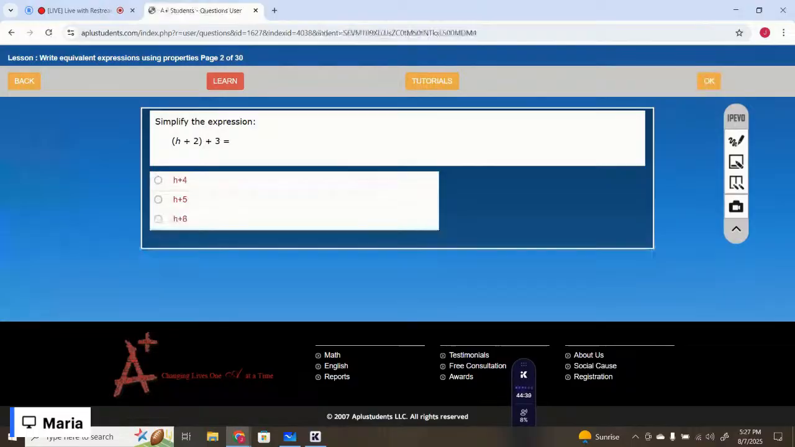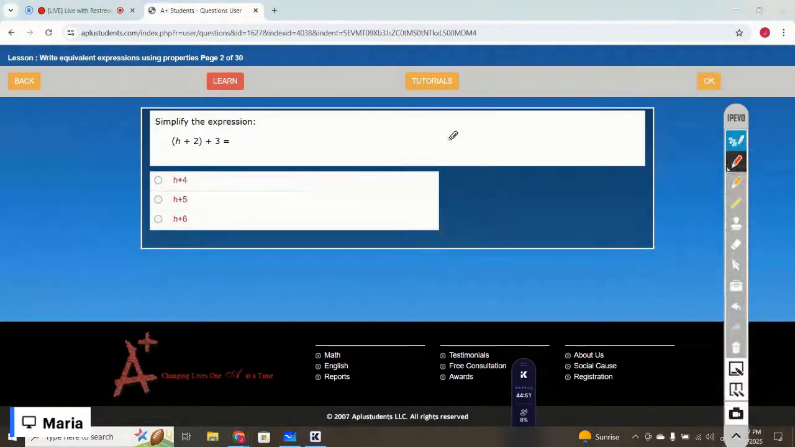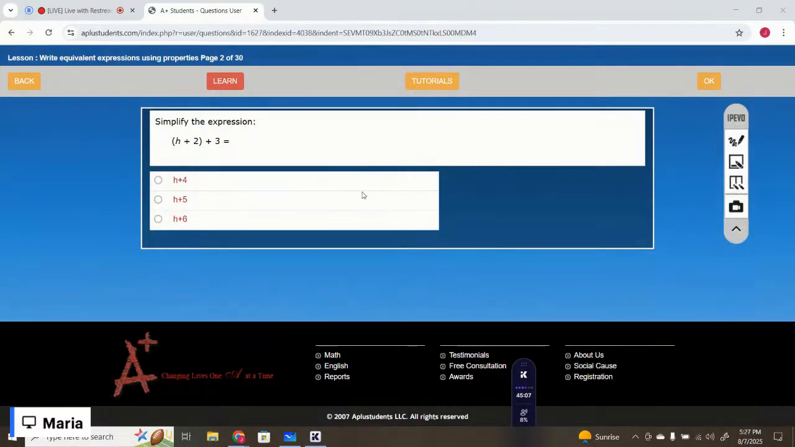Okay, simplify the expression H plus 2 plus 3. So the first thing is write them down without the bracket. That is H plus 2 plus 3. Like terms, so 2 plus 3 makes 5. So that is H plus 5, option number 2 is the correct option.